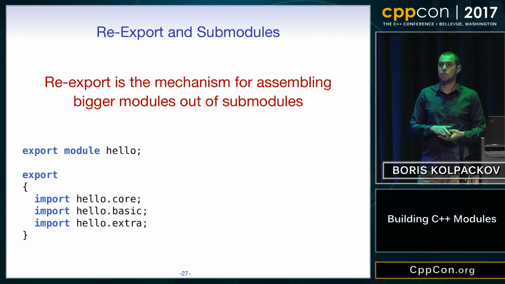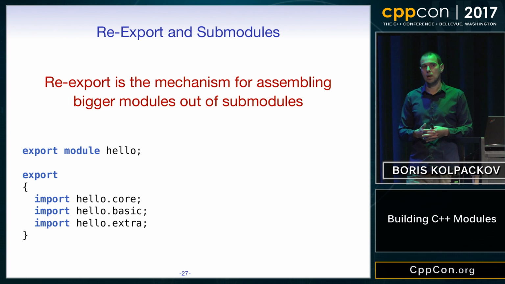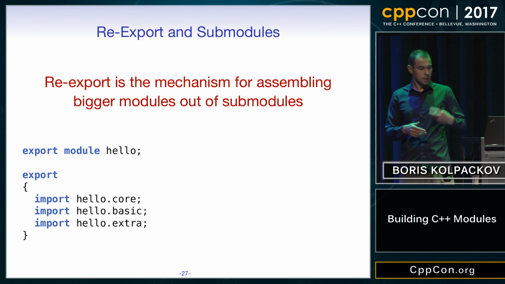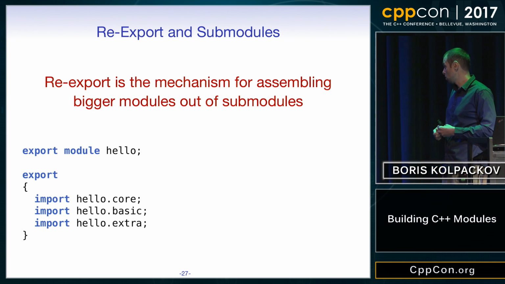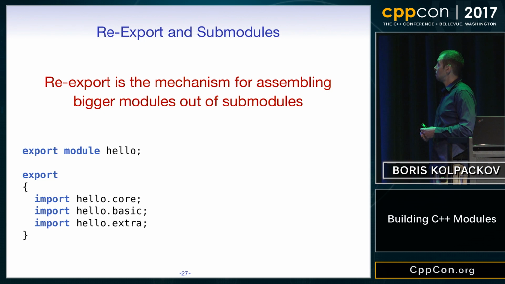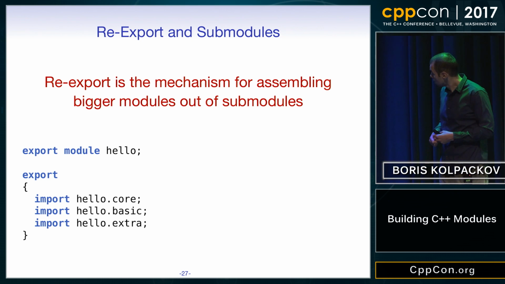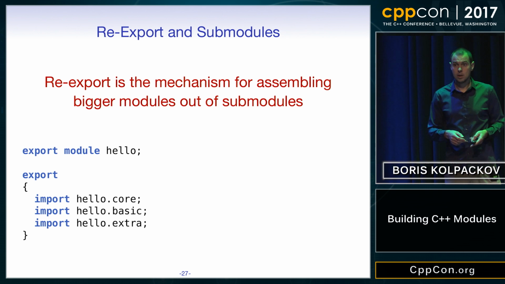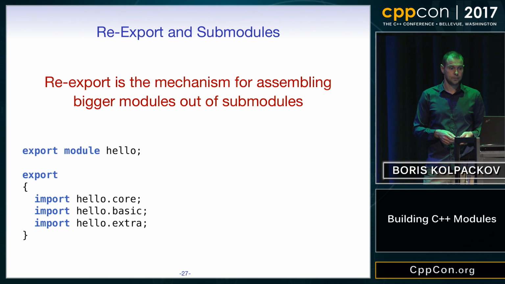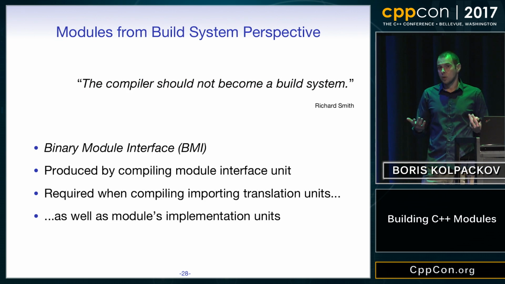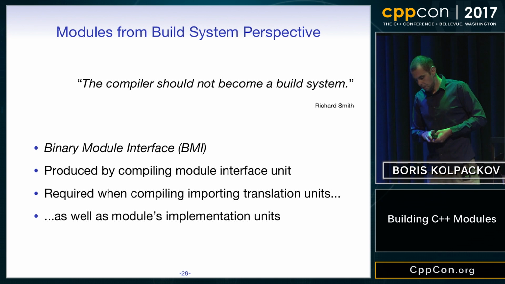Re-export is the mechanism for assembling bigger aggregate modules out of submodules. So here, for example, we have 3 small modules in our library, and we want to make it easier to import for the user. So we just create an aggregate module which exports the other 3. Pretty simple. Okay, so that is the producer perspective basics.